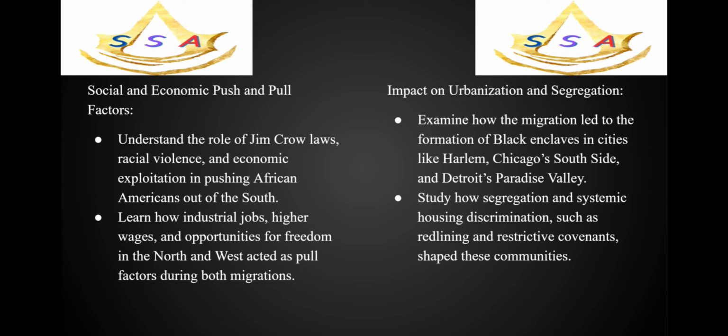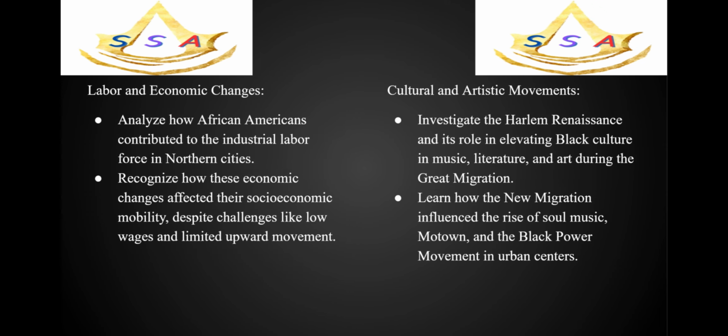So we need to examine how the migration led to the formation of Black enclaves in cities like Harlem, Chicago's South Side, and Detroit's Paradise Valley, and also study how segregation and systemic housing discrimination, such as redlining and restrictive covenants, shaped these communities. And others are the labor and economic changes.